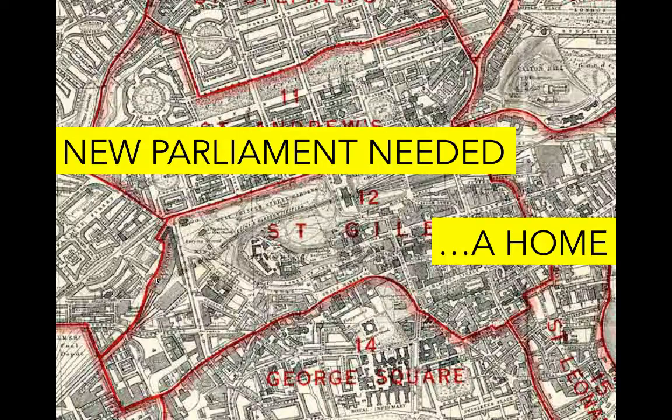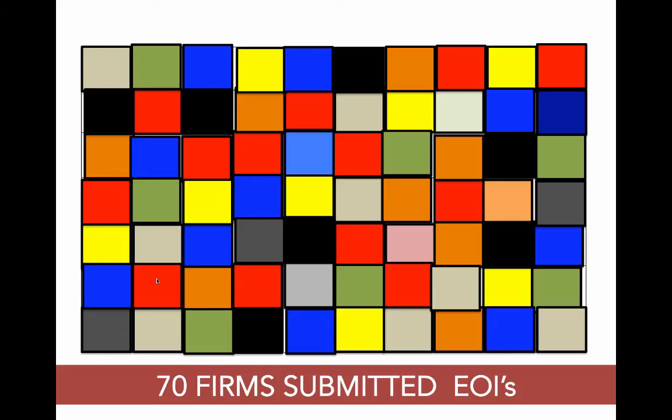So the new building needed a home. They needed somebody to design it, somebody to speak to and reflect what Scotland was and what they wanted it to be. So they issued an expression of interest. There were 70 firms that submitted an expression of interest.